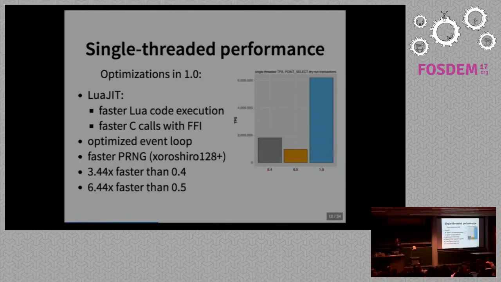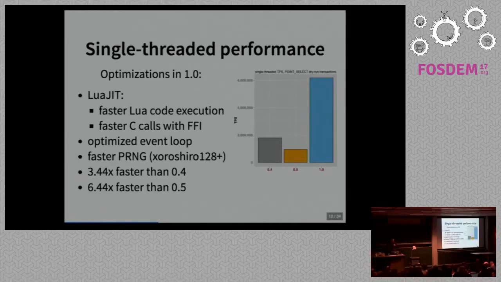Some changes in 1.0 that made these optimizations possible include migrating from plain interpreted Lua to LuaJIT, which is a tracing just-in-time compiler for Lua. There are lots of low-level details that needed handling to integrate LuaJIT properly and use it efficiently, but I don't have time to go over them right now. But basically, LuaJIT provides faster Lua code execution and faster calls from Lua code to C code with the mechanism called the foreign function interface provided by LuaJIT.